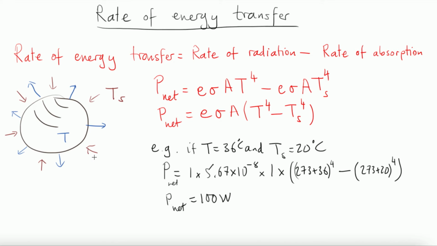We can talk about a rate of energy transfer because at the same time as the body is emitting energy due to its temperature T, it's also absorbing energy from the surroundings due to the surrounding temperature Ts. So the net power radiated ends up being e sigma A brackets T to the power 4 minus the surrounding temperature to the power 4. And if we take our temperature of 36 degrees, that's our body temperature, minus the surrounding temperature of 20 degrees, times a surface area of 1, we end up with a net power output of a human being, on average, of about 100 watts.